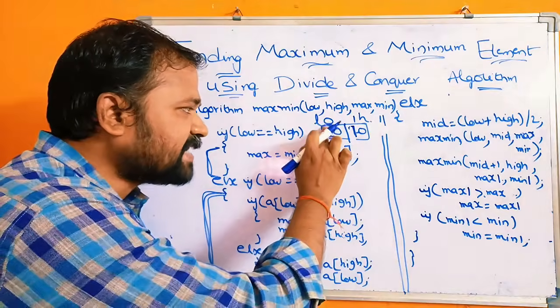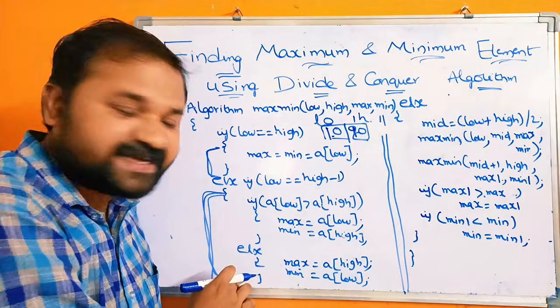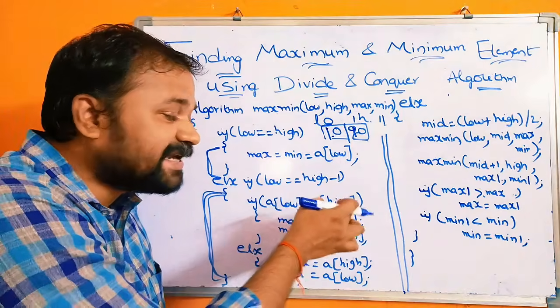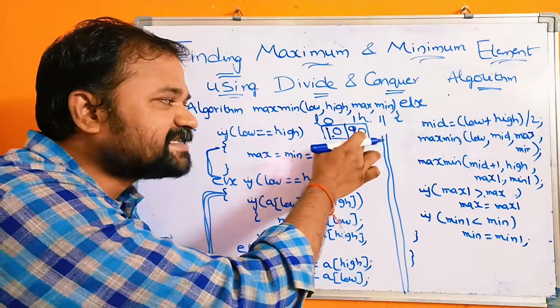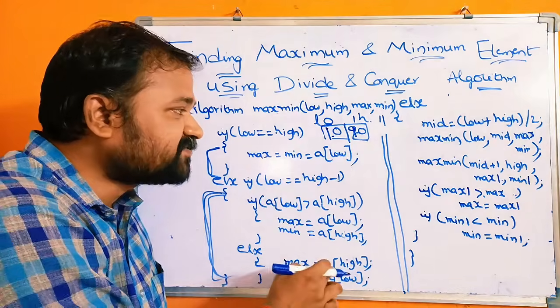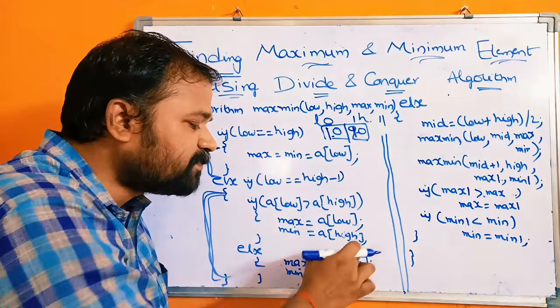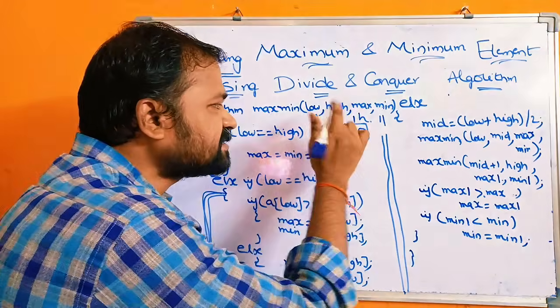Whereas else, this else block will get executed if A of low is less than A of high. 10 is less than 20, the condition is true. So now max will become A of high, so max will become 20. So min will become what? 10. Okay.